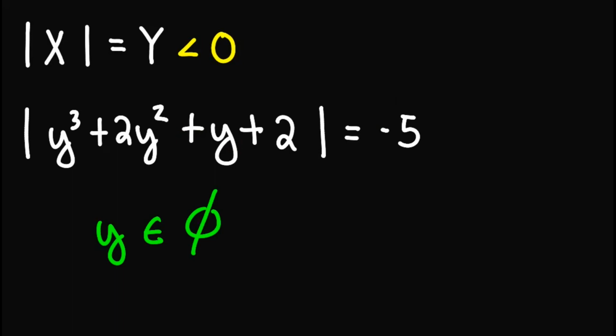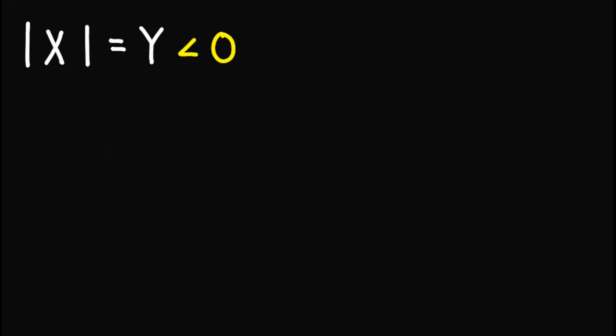So that is the first case. Immediately when you see a negative value on this one, that immediately means that there are no values that can satisfy the absolute value equation. So pretty simple. Let's go on to our next case.